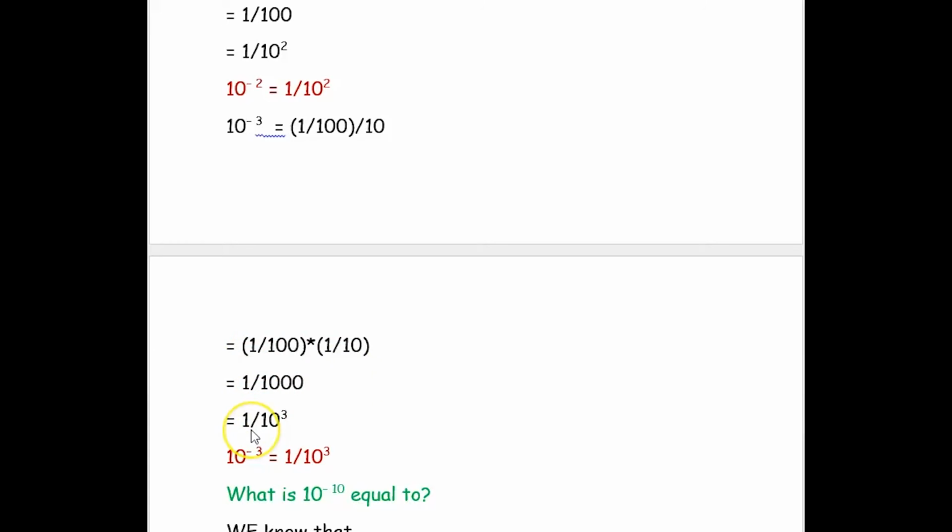So 1 divided by 1000 can be written as 1 divided by 10 cubed, or 10 raised to the power 3. So we can write 10 raised to the power negative 3 is equal to 1 divided by 10 raised to the power of 3.